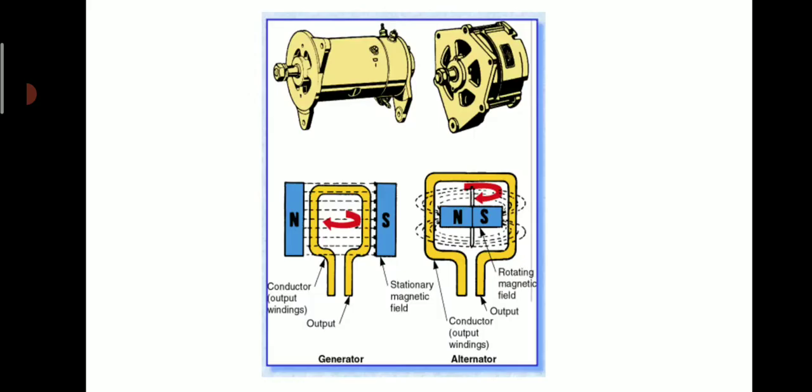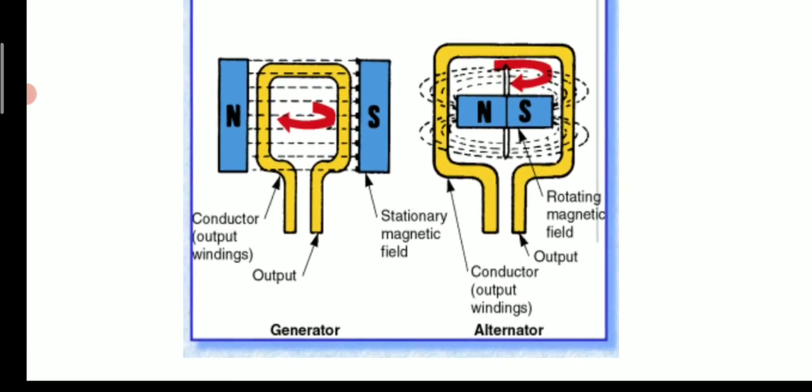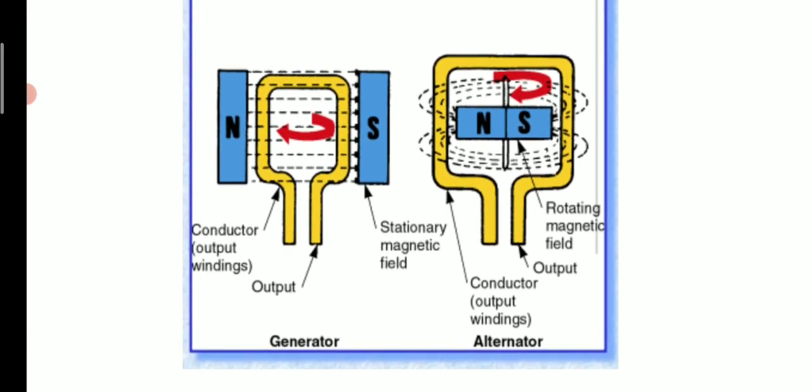So, this figure indicates clearly the difference between a generator and an alternator. You will see here the stationary magnetic field in the case of a generator, but there is a rotating magnetic field in the case of an alternator. See the blue color magnets, the stationary magnetic field. So, this is the main difference between the generator and the alternator.